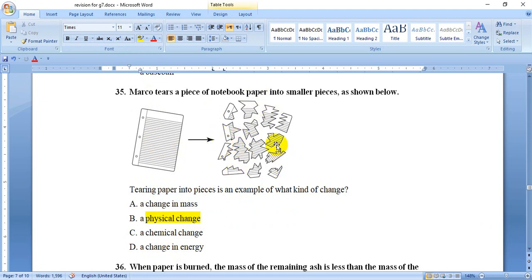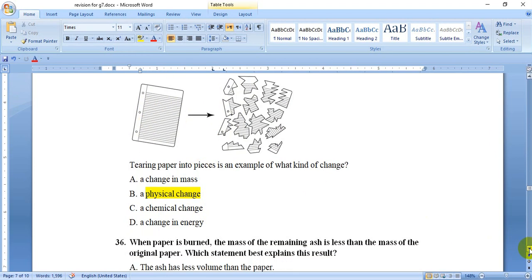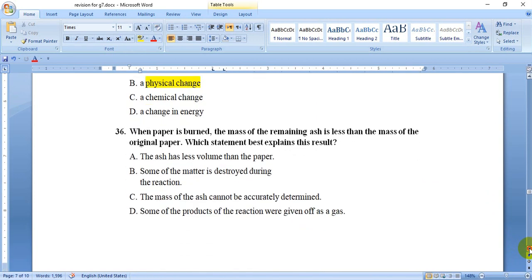And here also they have the same mass. If you cut the paper, they will keep the mass like the original paper, the paper before cutting, and this is called the law of conservation of mass. So we're going to choose physical change.